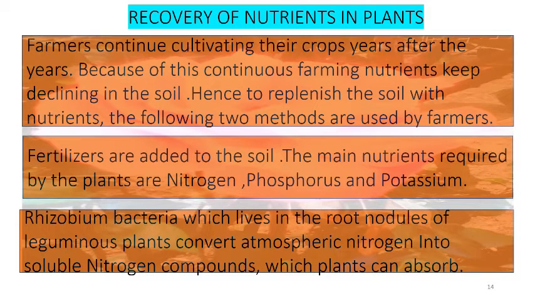This is the reason the farmers do not need to put nitrogen fertilizer in the fields in which leguminous crops have been grown earlier. This saves a lot of money.